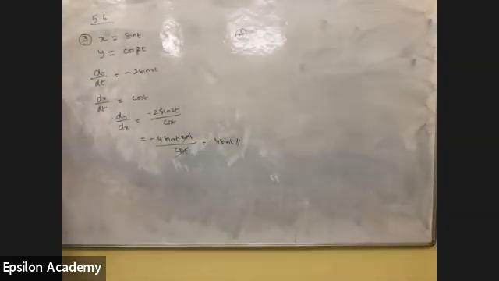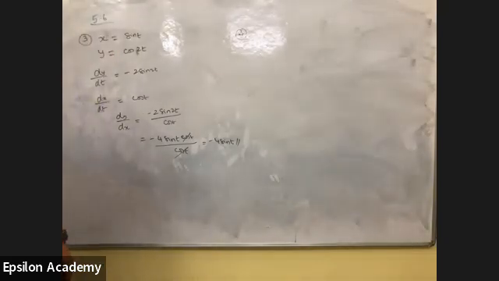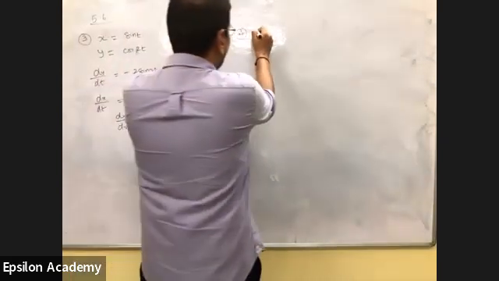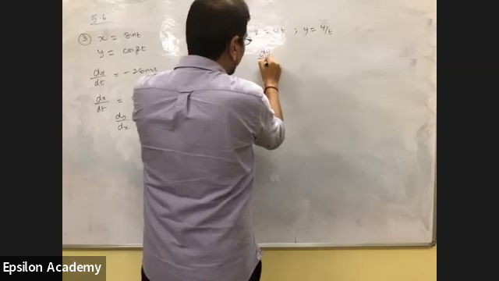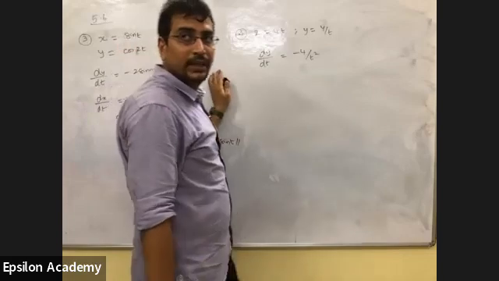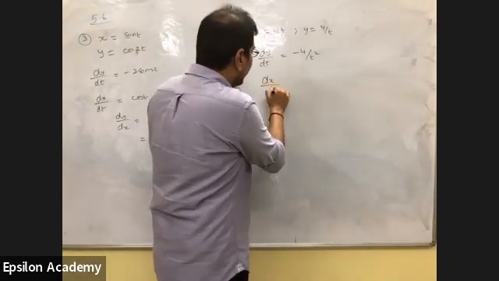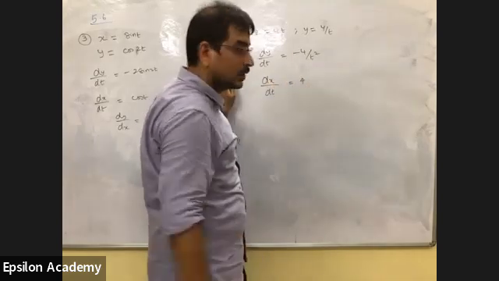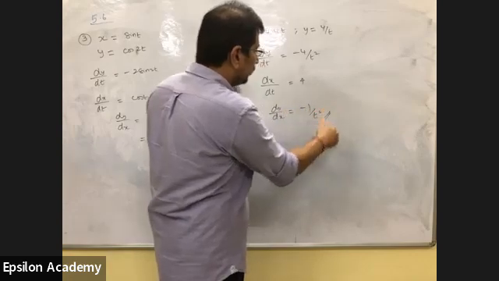Fourth is easier. x is equal to 4t, y is equal to 4 by t. What is dy by dt? Minus 4 by t square. Derivative of 1 by t is minus 1 by t square. Everybody knows this, right? So dx by dt is 4. Then what is dy by dx? Minus 1 by t square. That's the answer.